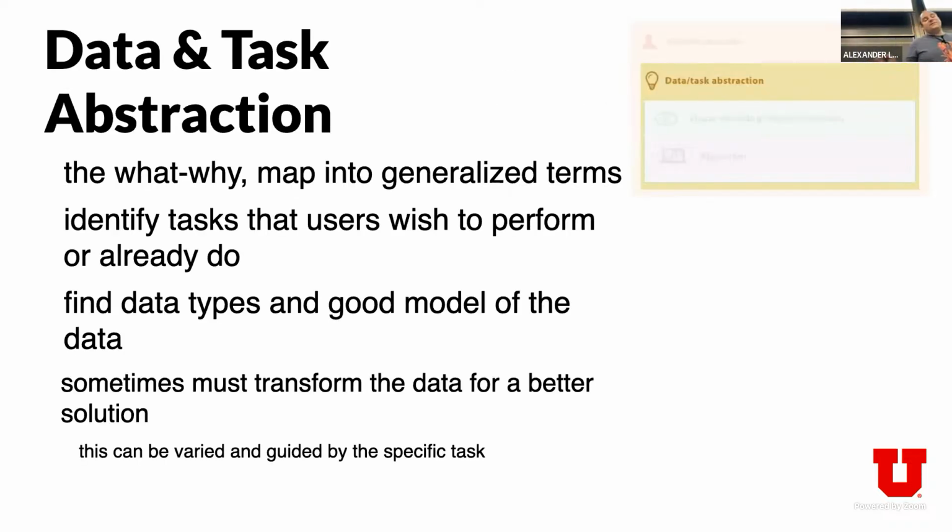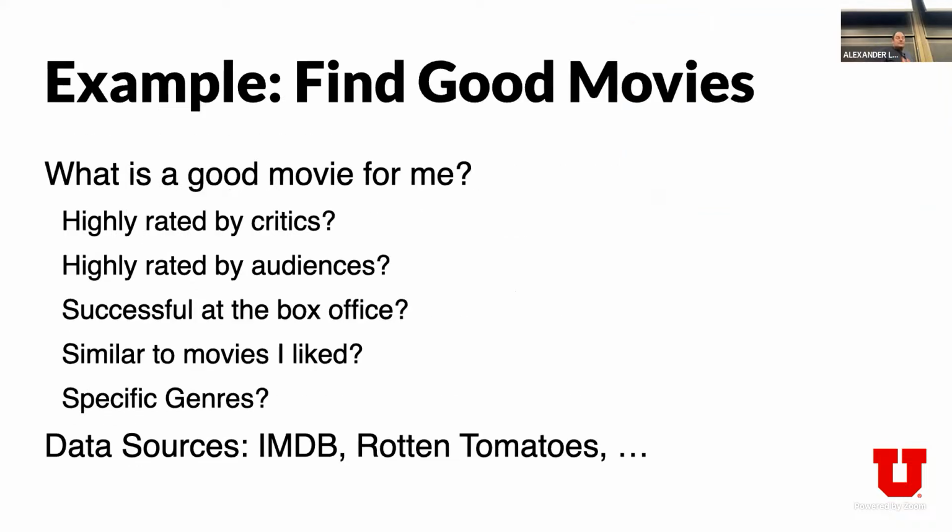So data and task abstraction is the what and the why, and it's mapping it into generalized terms. We want to identify these abstract tasks that users wish to perform or already do, and find the data types and a good model of the data. Sometimes, and quite often actually, the data that you can immediately have isn't quite the right thing, right? You have to do some data transformation. I'm sure that many of you in your projects also discovered that the raw data you downloaded or acquired in some way isn't the perfect solution. You had to do some grouping, some mapping, some transformation, and so on. And this can, of course, be very specific to the task.